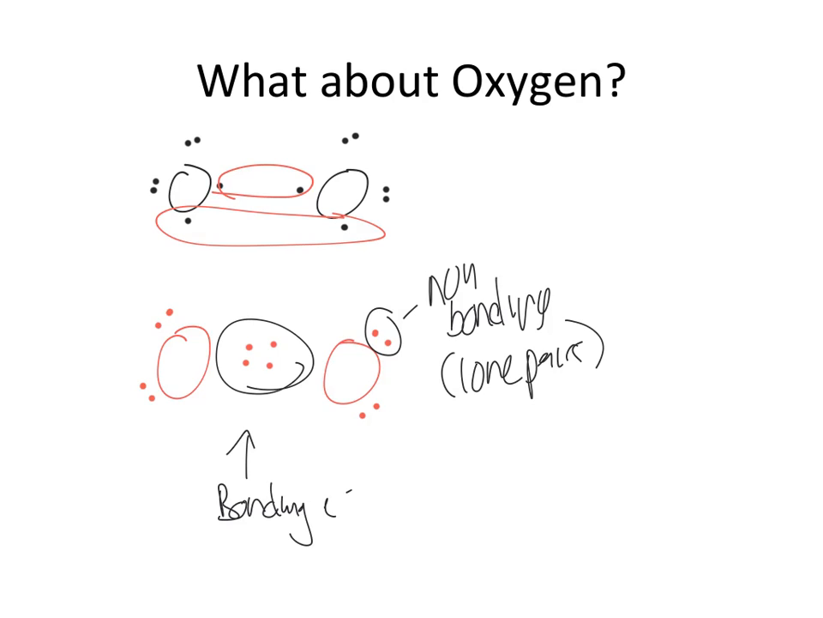But what we can see is that by doing the sharing of the two pairs of electrons, each one of them has an octet, 2, 4, 6, 8. And again, we have 2, 4, 6, 8. So both of these have a full outer shell.